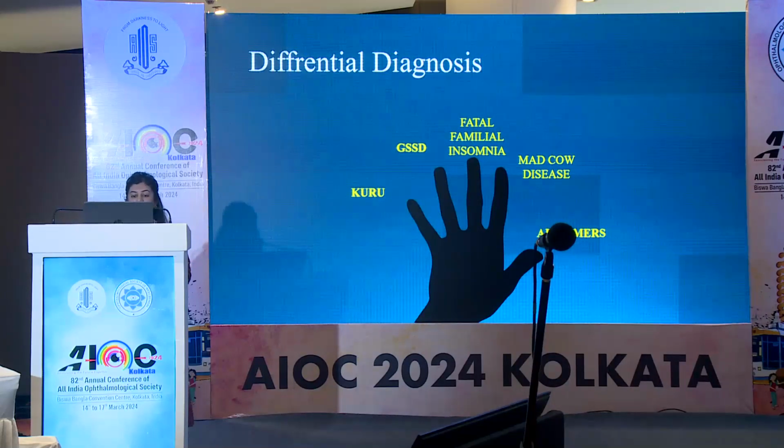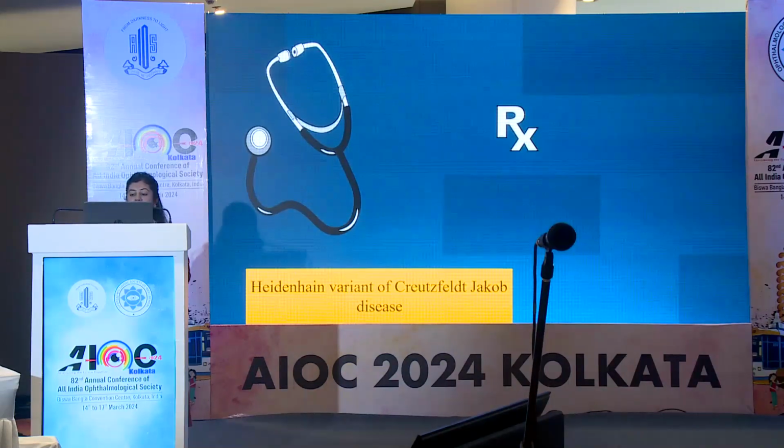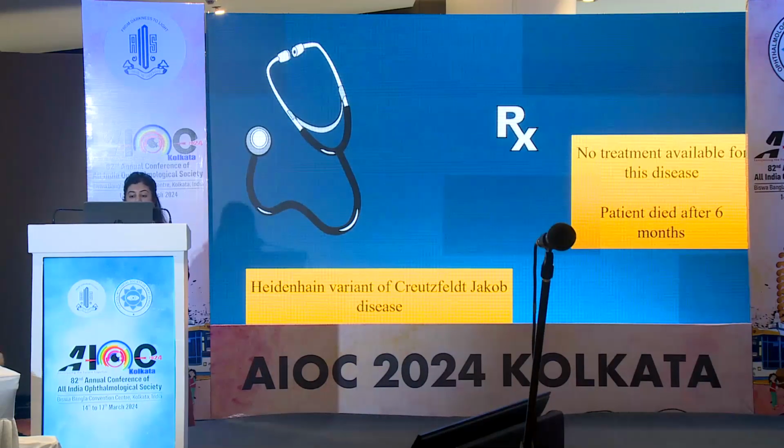Our differential diagnoses were Gerstmann-Sträussler-Scheinker disease, bovine spongiform encephalopathy, Huntington disease, mad cow disease, and Alzheimer's disease. Since there was no family history and the patient was a vegetarian, a diagnosis of sporadic CJD, a rare Heidenhain variant, was made. This patient was referred to NIMHANS for further management and end-of-life care support. This devastating diagnosis painted a grim prognosis, with rapid progression and a fatal trajectory within 6 months.